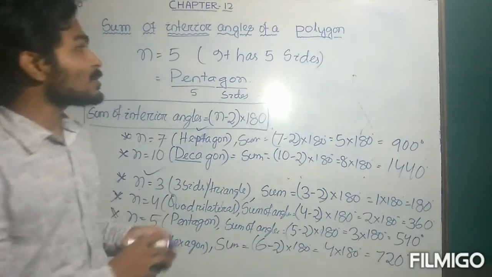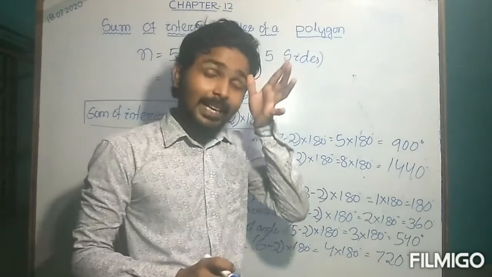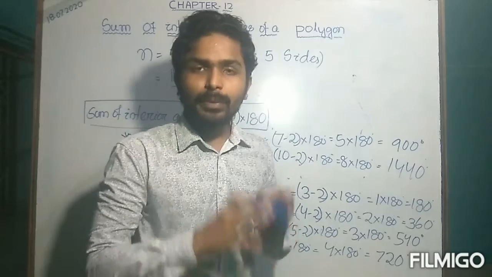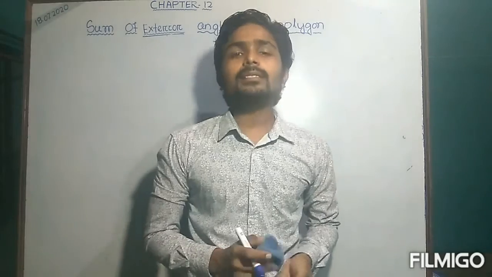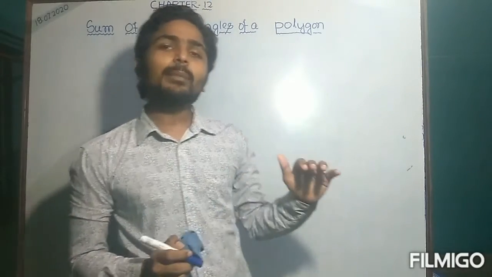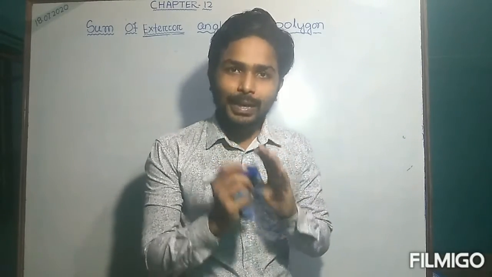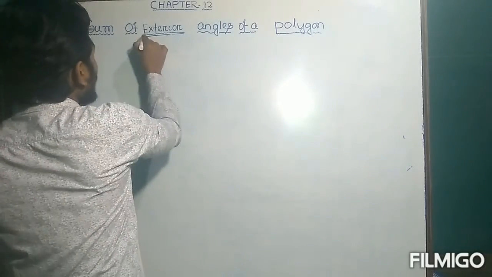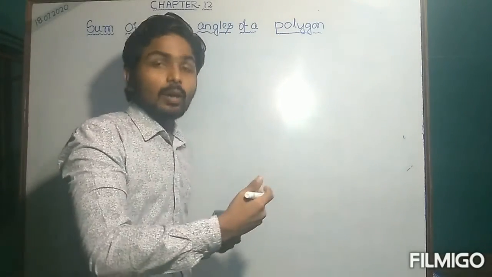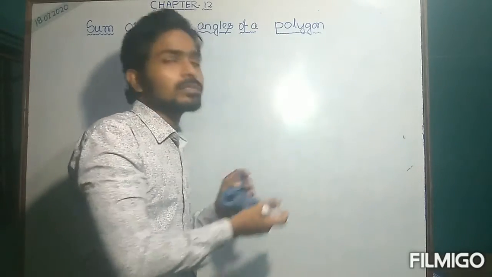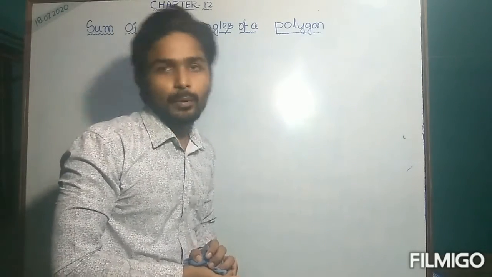Okay, so this is the sum of the interior angles, or you can say the internal angles, of any polygon. Clear? So now we will discuss the exterior angle of a polygon. Before discussing the exterior angle of a polygon, we have to get an idea about what an exterior angle is. An exterior angle means an angle which lies outside the closed figure, or outside the polygon.